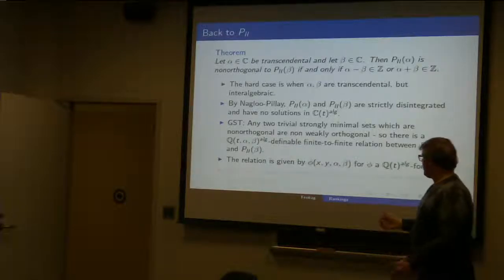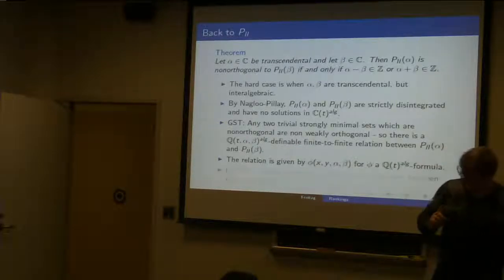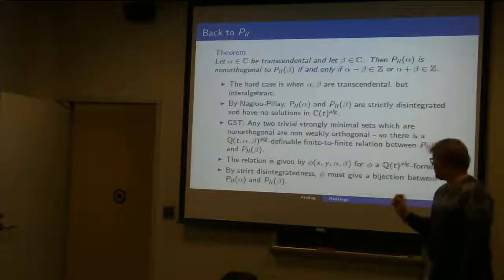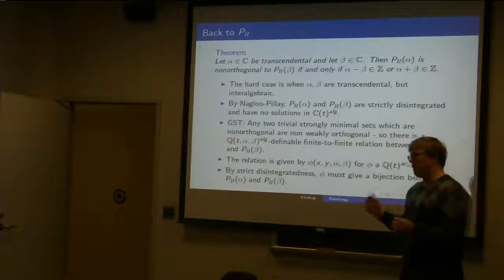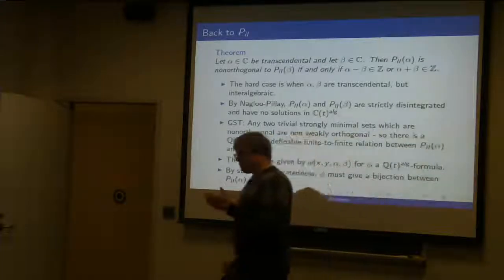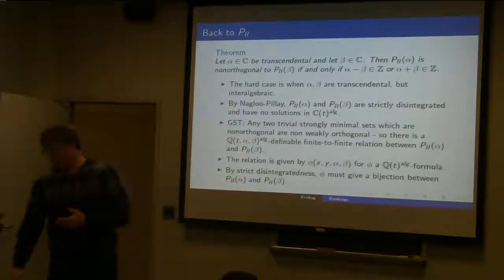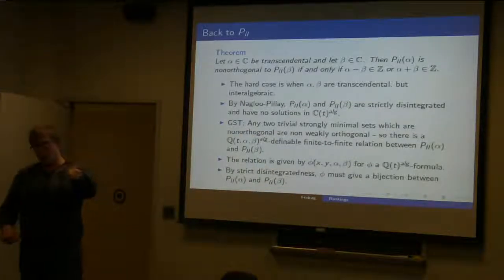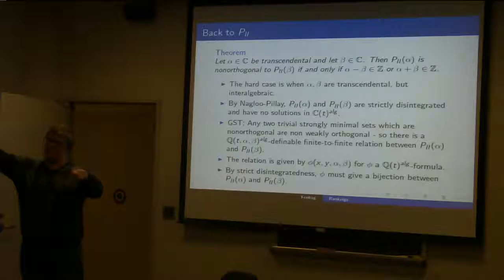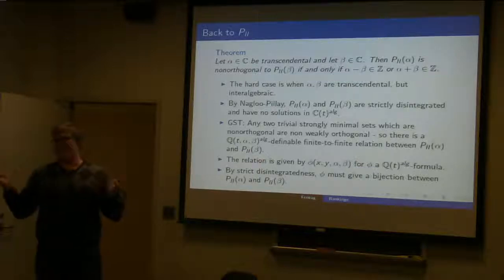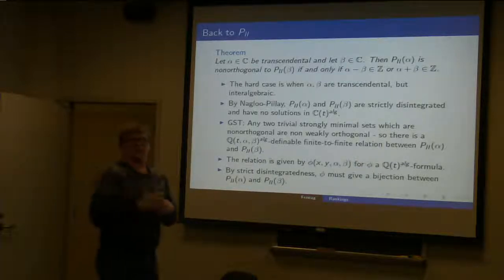Now, it's true that strict disintegratedness implies that this must actually be a bijection, not a finite-to-finite map, for the reason that Alice noticed before: if you take a point here and you had two points over here in the correspondence, well, then these two points would be interalgebraic with each other, and we know that that doesn't happen by strict disintegratedness. What does strict disintegratedness mean?